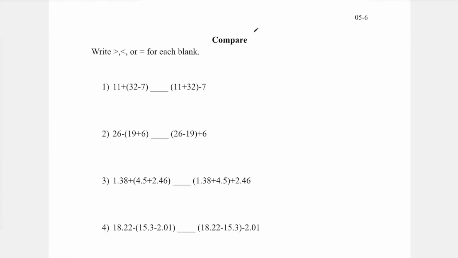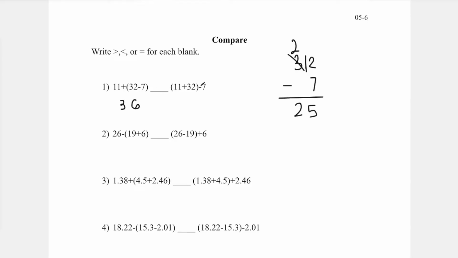Okay, the next section is compare. For this section, you have to state whether the two expressions are greater than, less than, or equal to each other. So 32 minus 7. We have to borrow 1 from 3. And 12 minus 7 is 5. And the 2 comes down. And then 25 plus 11 would be 36.